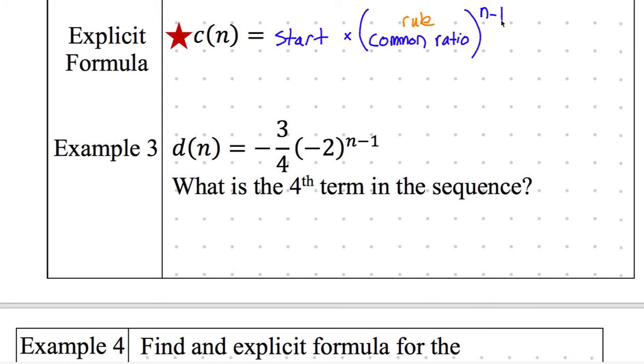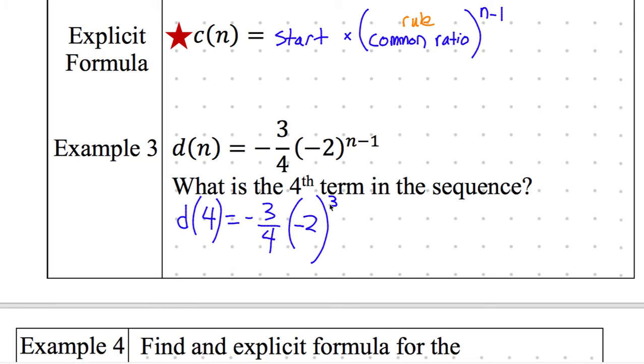Okay, let's find it. Find the 4th term of the sequence. Literally plug in 4. D of 4. I'm plugging in 4 everywhere I see an n. So that's going to be equal to negative 3/4 times negative 2, all of that to the power of 4 minus 1. So it's really to the power of 3. We can do this in our heads. What is negative 2 times negative 2 times negative 2, or negative 2 to the 3rd power? Oh, negative 8.